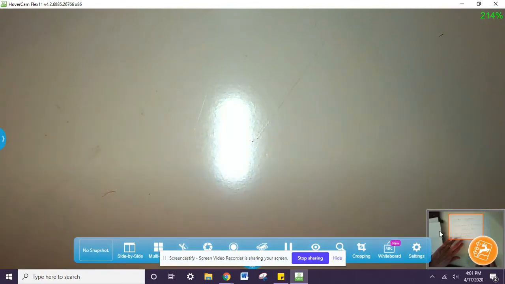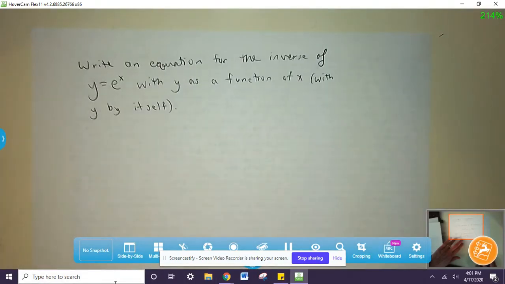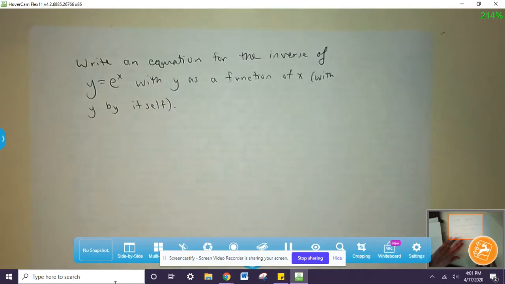Next, take a moment, please, and see if you can write an equation for the inverse of y equals e to the x with y as a function of x. So that means with y by itself.